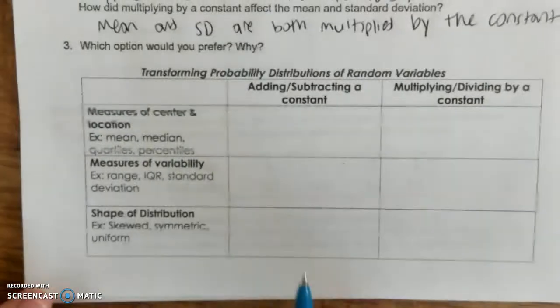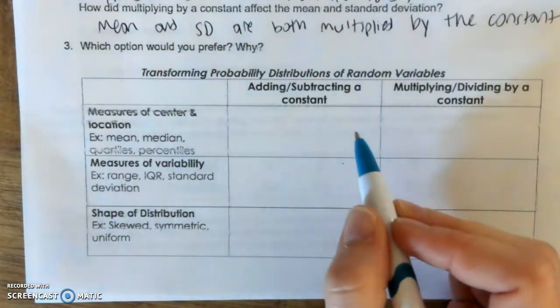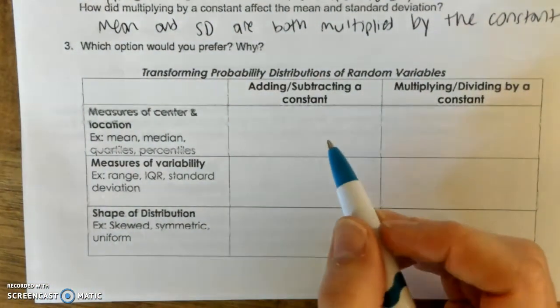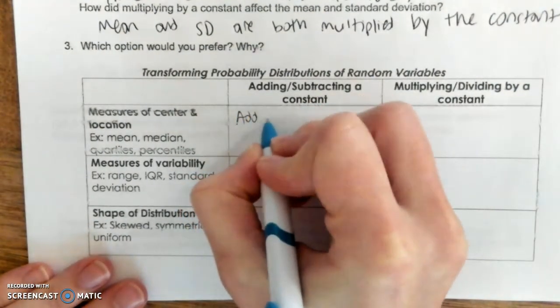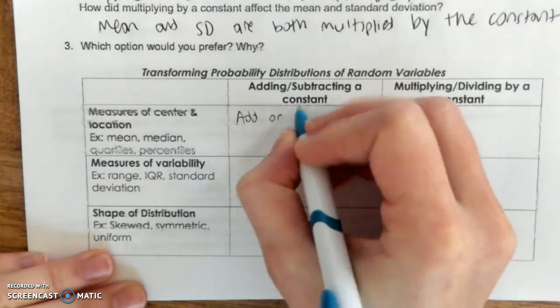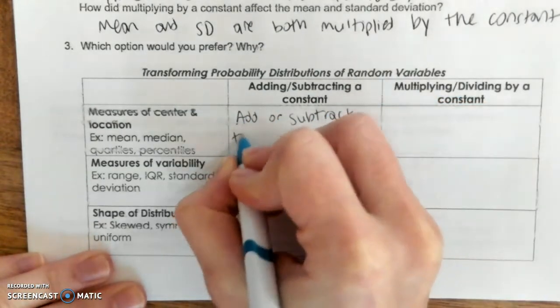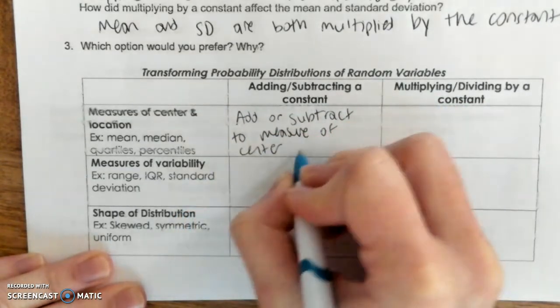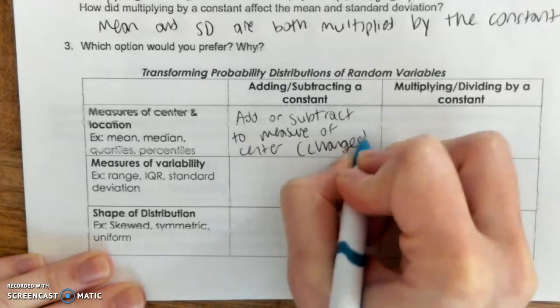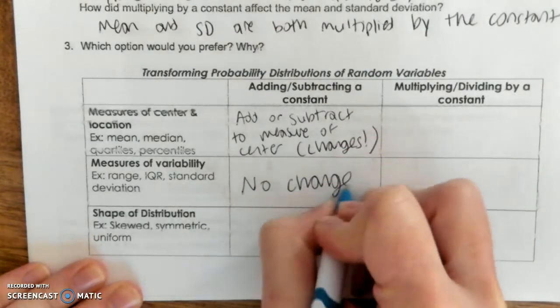All right, so let's do a quick review. Transforming probability distributions of random variables, not just data. So adding or subtracting a constant. That was our first option, adding 10 to everybody's wages. So we know with measures of center, you add or subtract to the measure of center. So it changes. Measure of spread, though, no change. Remember, my standard deviation did not change.